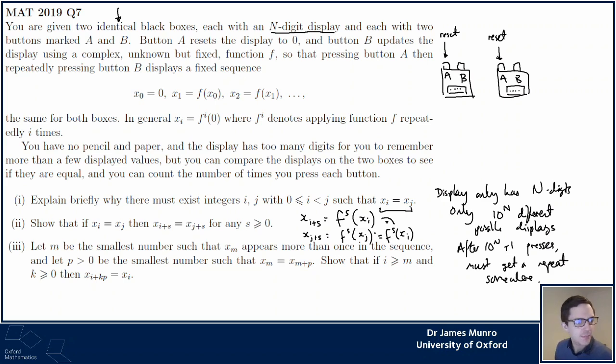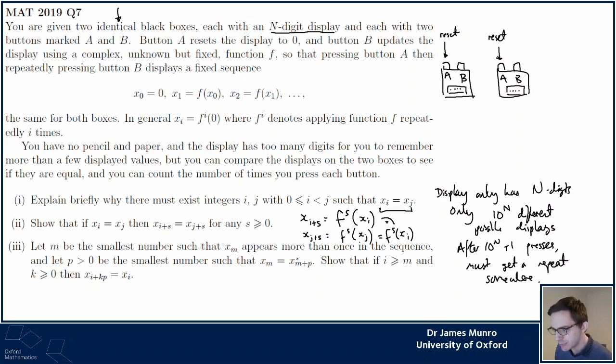Okay, part three asks us to think about what happens if m is the smallest number such that xm appears more than once in the sequence. Does that make sense? So some numbers appear more than once. We know that at some point there's going to be a repeat. xm is the smallest number, so the first thing in this sequence that is going to be repeated. Okay, and p bigger than zero is the smallest number such that xm is equal to x(m+p). So that's the next time that particular number comes up again. We know it comes up again because xm appears more than once in the sequence, so there is going to be some p such that xm is equal to x(m+p).